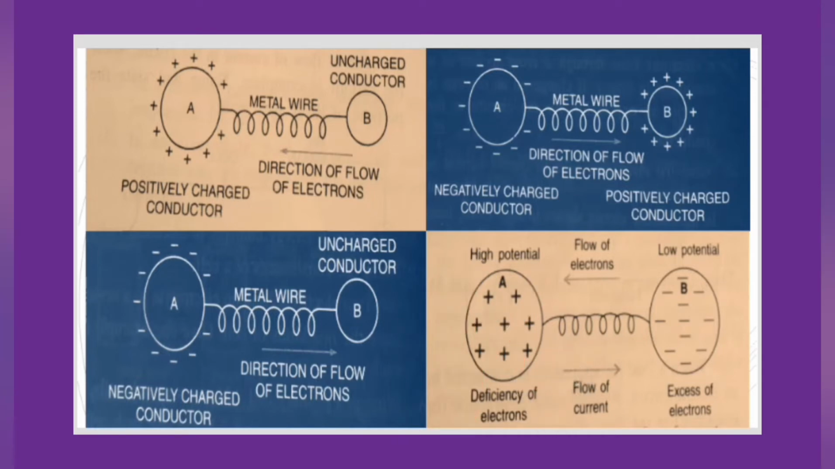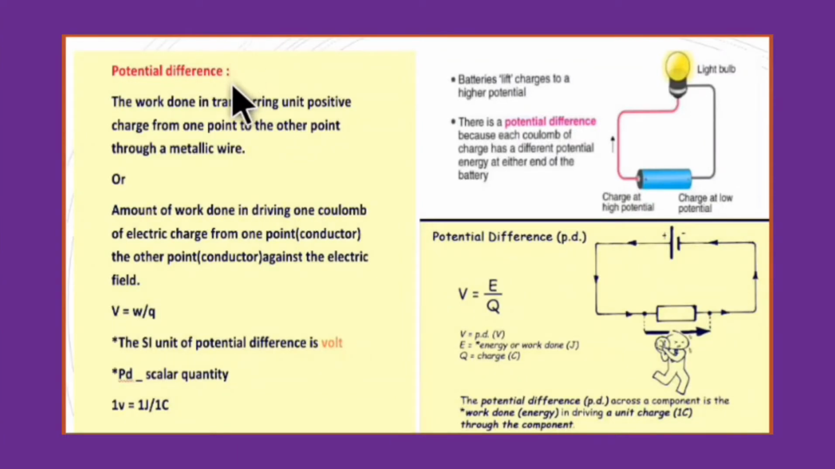Okay, so we can define potential difference as the work done in transferring unit positive charge from one point to the other point through a metallic wire. Here there are two reference points. It is the amount of work done in driving 1 coulomb of electric charge from one point or one conductor to the other point or conductor against the electric field. Okay, that is known as potential difference.